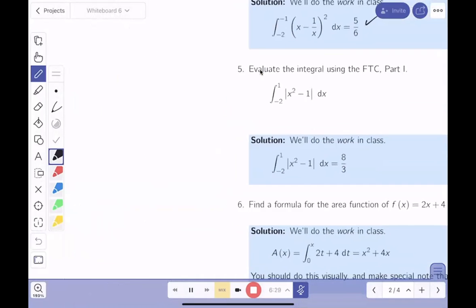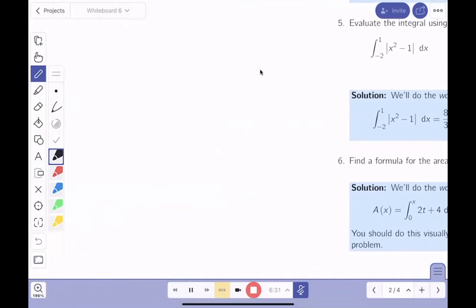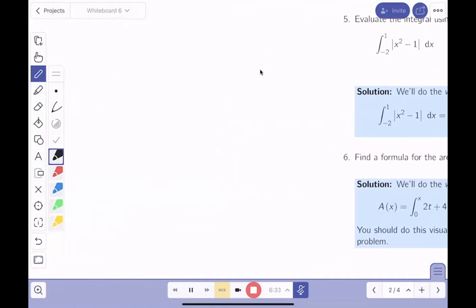All right, number 5, a little more complicated because I don't know the antiderivative of that. So what I'm going to recommend you do is, again, simplify that integrand. I need to remove the absolute value from it. So I'm going to write this over here. f of x equals the absolute value of x squared minus 1.